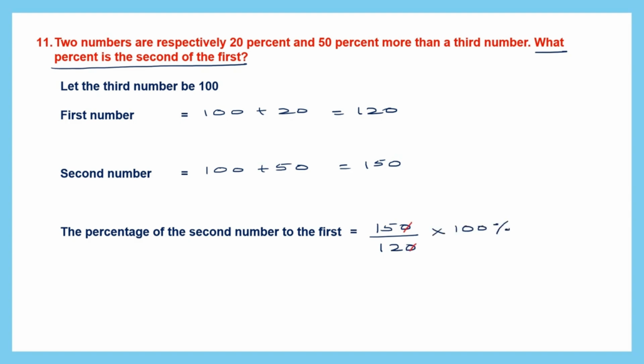So cancel this. Now 15 and 12 we can cancel by 3. 3 5s are 15 and 3 4s are 12. I can cancel 4 and 100. 4 1s are 4. 4 into 25 is 100. Now just multiply the numerators. 5 into 25 is 125 and put the percentage sign. So the percentage of the second number to the first number is 125%. So this is our answer.